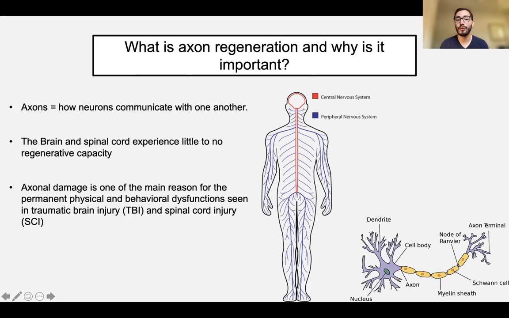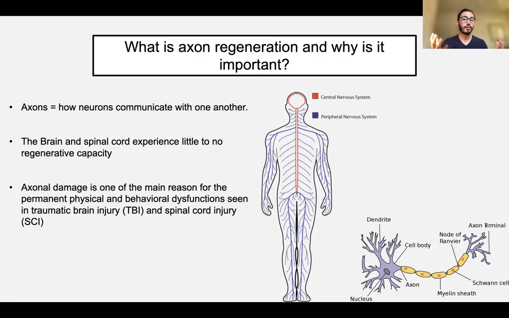So first, I want to talk about what is axon regeneration and why is it important? Well, axons are the long tubular structure that neurons use to communicate with one another. And when these axons are injured, neurons are unable to properly communicate with one another if they don't regenerate. And unfortunately, our central nervous system, which makes up our brain and spinal cord, experiences little to no regenerative capacity. Thus, when there are injuries to these areas, specifically through injuries such as traumatic brain injury and spinal cord injury, these structures, these axons, are damaged and are unable to regenerate and reconnect and communicate with one another.